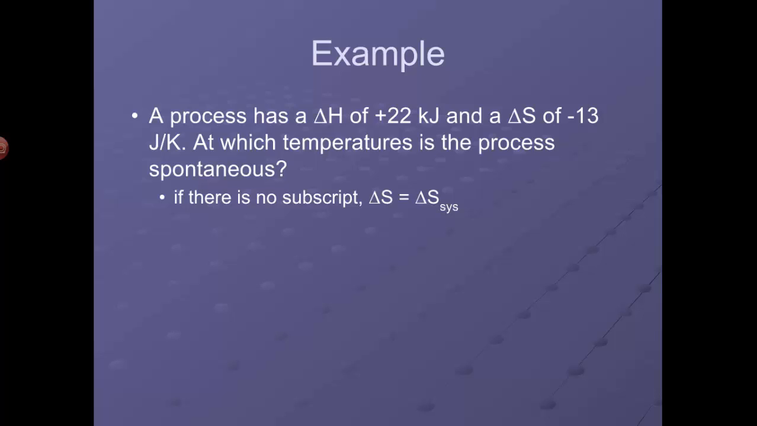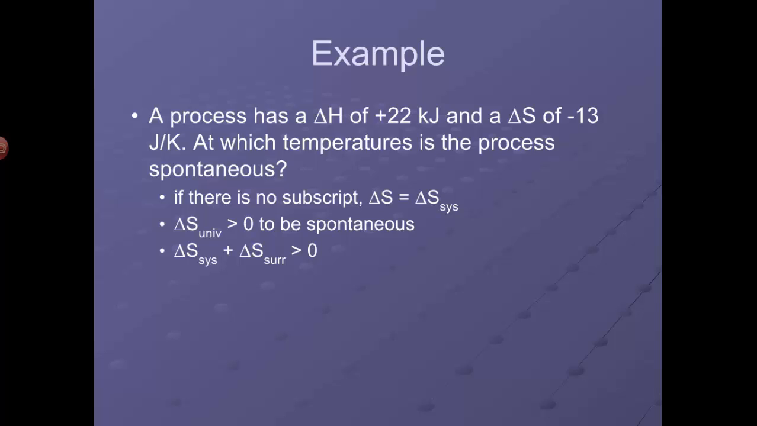By the way, if you see delta S without a little subscript written, it just means we're talking about the system, not the surroundings, okay? So in order for this to be a spontaneous process, the overall entropy change of the universe has to be greater than 0. And we know that means the entropy change of the system plus the entropy change of the surroundings has to be greater than 0.